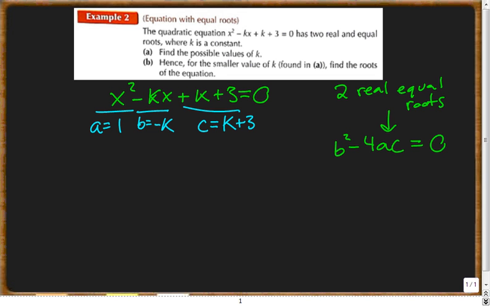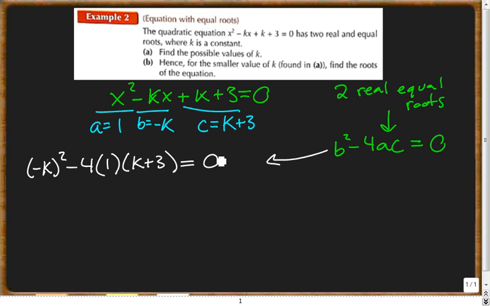So now we have our a, our b, and our c, and we know that b squared minus 4ac equals 0. So we're going to use that. If our b is negative k, and our a is 1, and our c is k plus 3, that has to equal 0. So now we have an equation. It's not simplified, but we can use it to find out what our k can be in order for this to work.